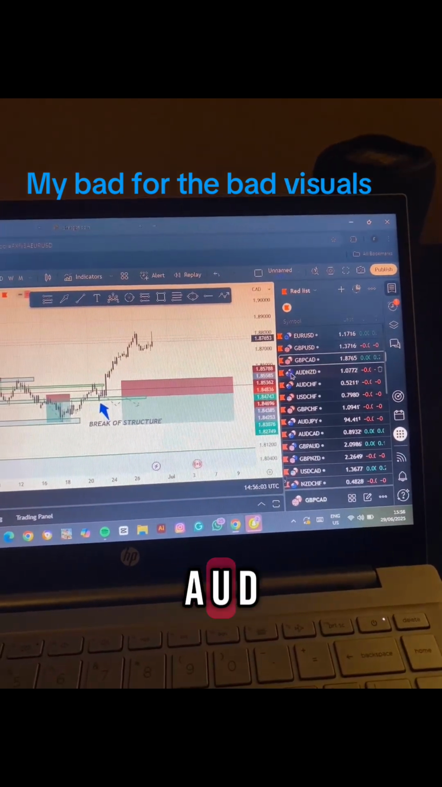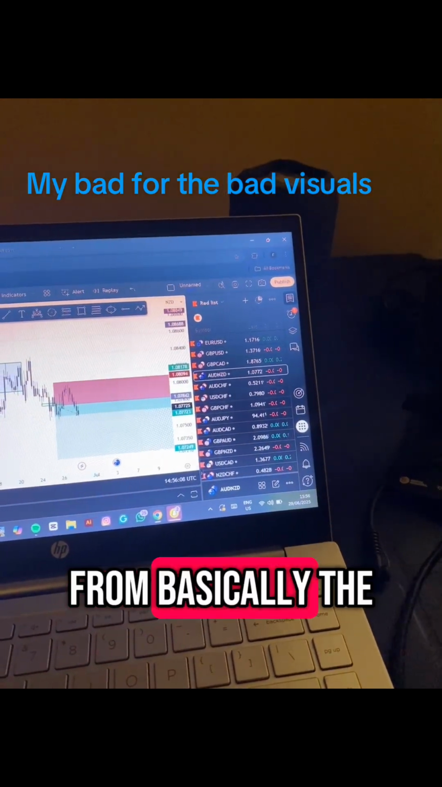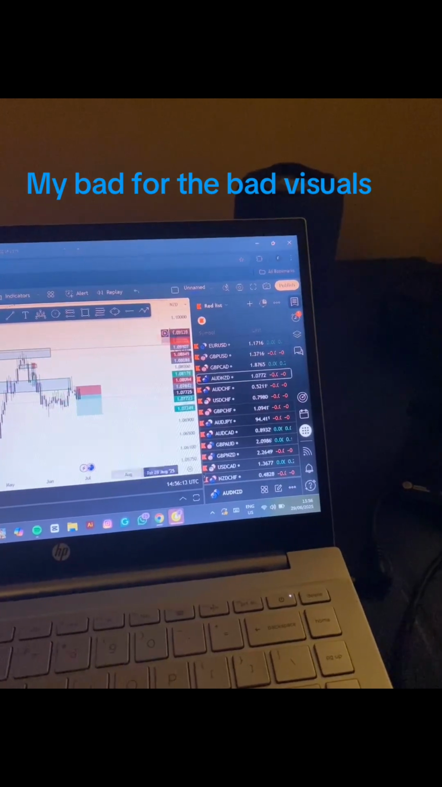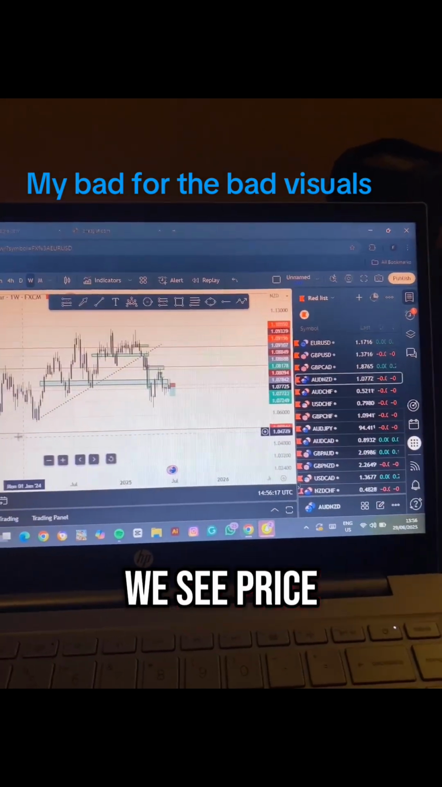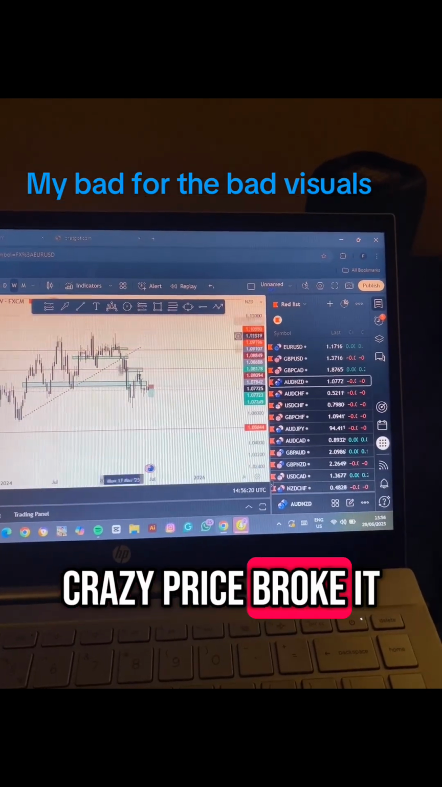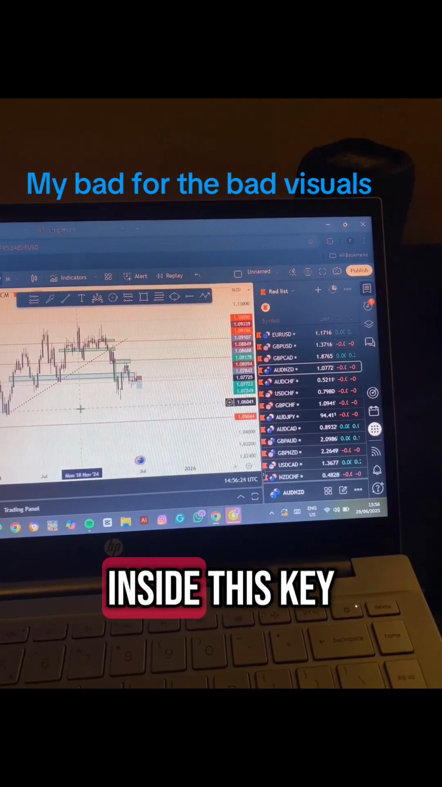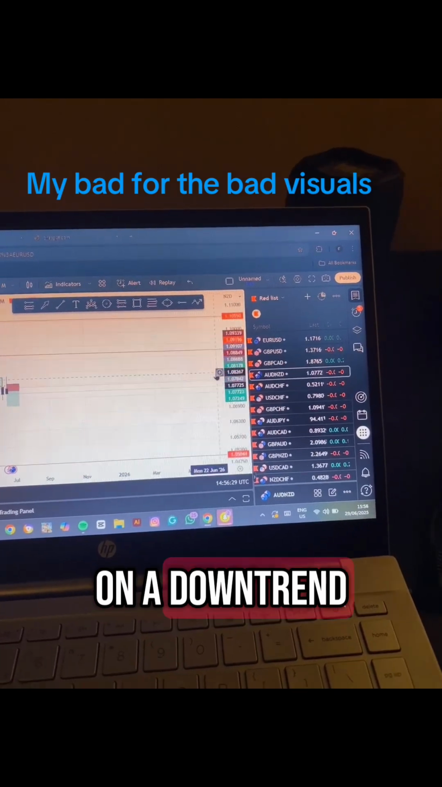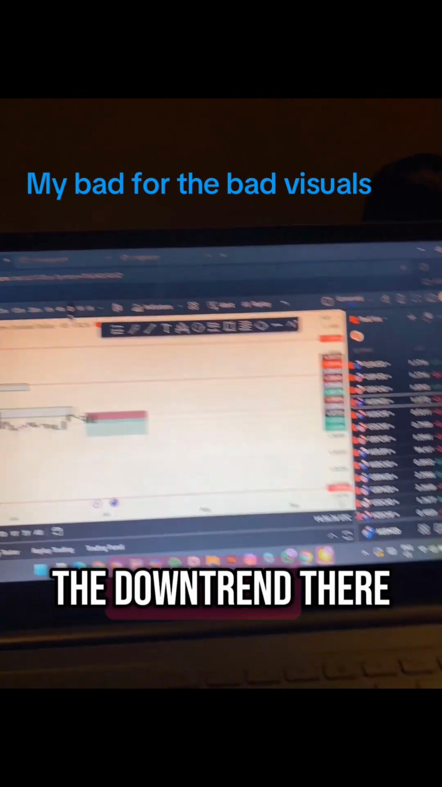Then on AUD/USD, from the daily, what do we see? We see a bullish run. Let's go to the weekly to understand what's going on. From the weekly, we see this uptrend that price was creating. Price broke it, we tested, and it continued the downtrend. We tested this key area, we tested this key area. So price is currently going on a downtrend. We're testing this key area again to continue the downtrend.